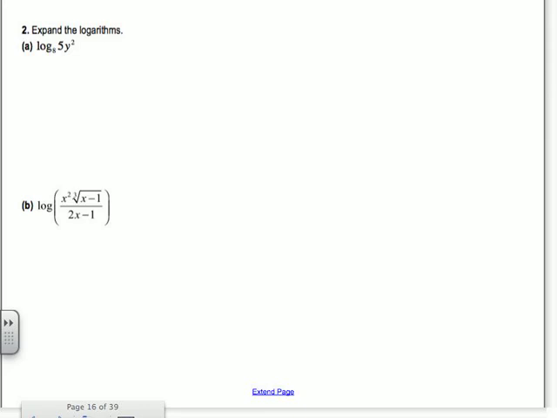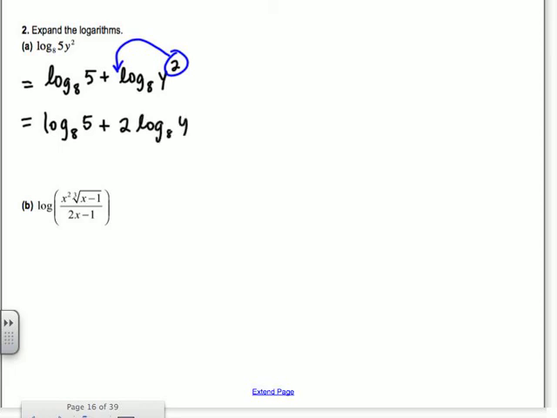2a, expand the logarithms. So when it says expand the logarithms, it means separate into separate logarithms. Now, this is going to be really important with something later that we do called logarithmic differentiation. Scary, huh? All right, so we're going to break it up into log base 8 of 5 plus log base 8 of y squared. And then that y squared, we know that we can pull powers to the front. So it's going to be log base 8 of 5 plus 2 log base 8 of y.